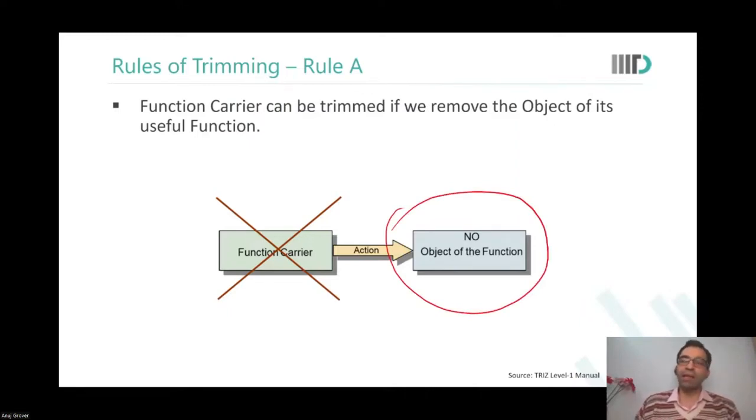Okay. So there was a function carrier which was acting on some object. If there is no object that a carrier is acting on, that a component is acting on, that particular component can be removed.